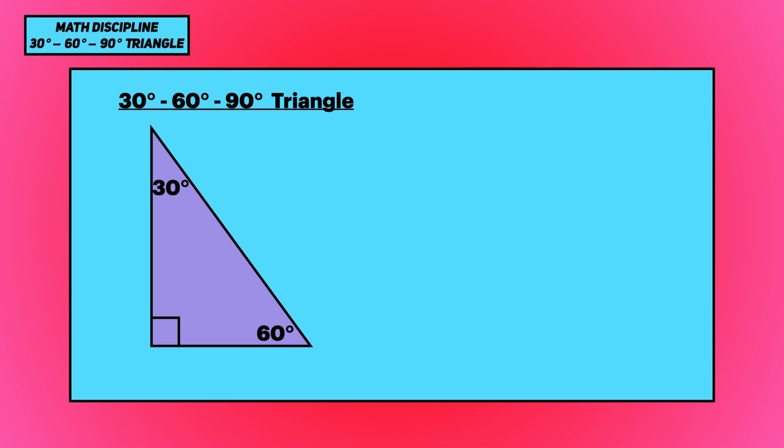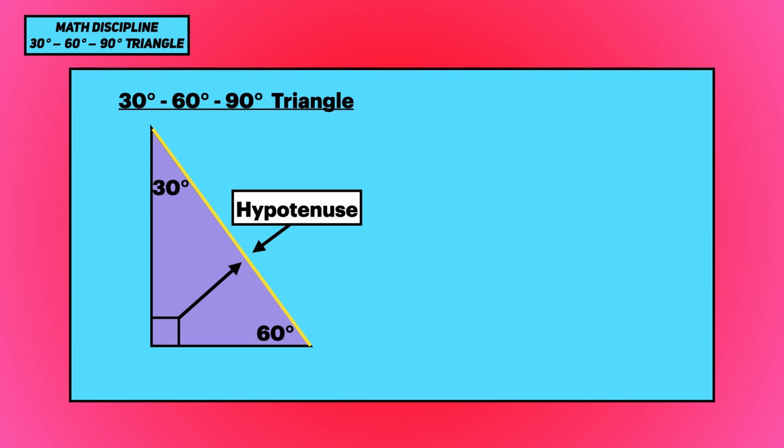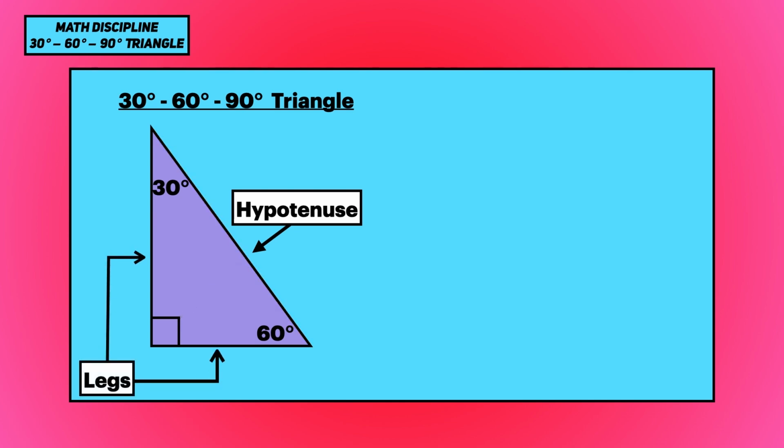A 30, 60, 90 triangle is a special type of right triangle whose side lengths have a specific relationship to each other. This triangle consists of a 30-degree angle, a 60-degree angle, and a 90-degree angle. Now in all right triangles, the side across from the 90-degree angle is called the hypotenuse, and the other two sides are called the legs.